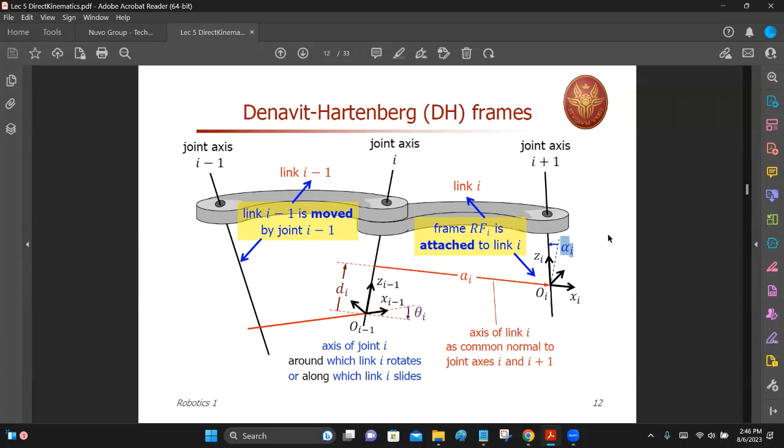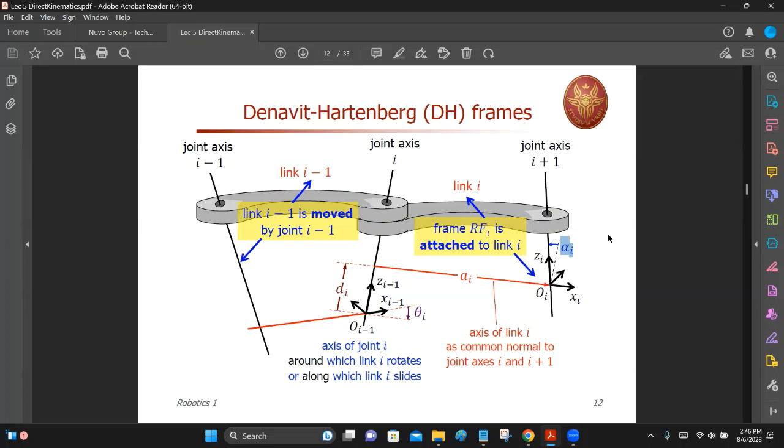So now I'm going to ask you to do a little exercise. During the break, you can do that. We can take the break and the exercise together. Can you define mathematically these 4 parameters, theta, d, a, and alpha? To help you, I'll tell you the answer for the first one.